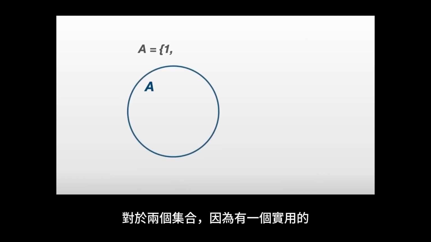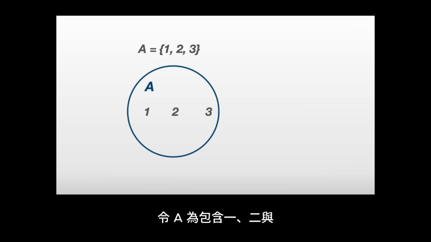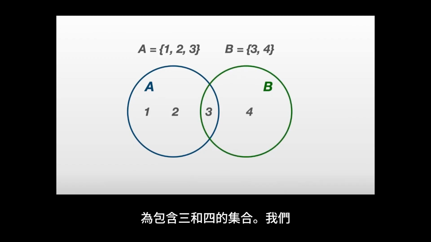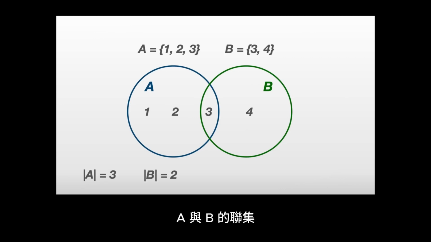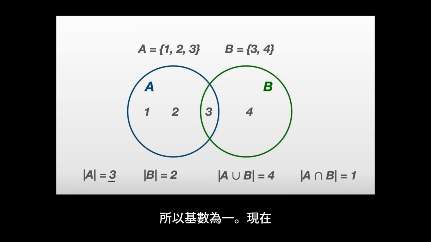Let's look at the cardinality of the union and intersection of two sets because there's a useful identity. Let A be the set containing 1, 2, and 3, and B be the set containing 3 and 4. We can see that A contains 3 elements and B contains 2 elements, and the union of A and B would contain 1, 2, 3, and 4, and so has a cardinality of 4. The intersection of A and B contains only 3, and so has a cardinality of 1.